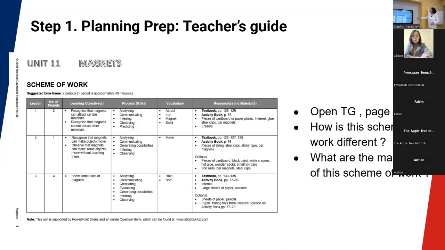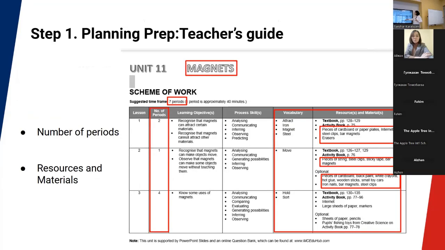Yes. So you can see we are going to look at Unit 11, the magnets, and the scheme of work. Maybe I can focus on some important parts. As you can see, it's an important topic. It's about magnets, 7 periods. It means 7 academic hours. So one unit will include 7 academic hours. This is what you should know before planning, and how these academic hours are spread throughout the unit.